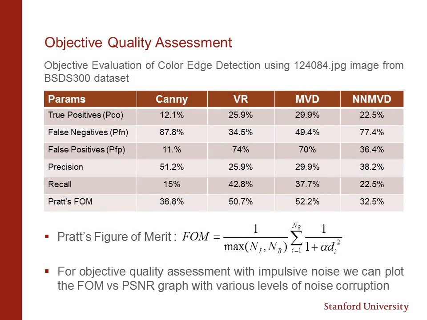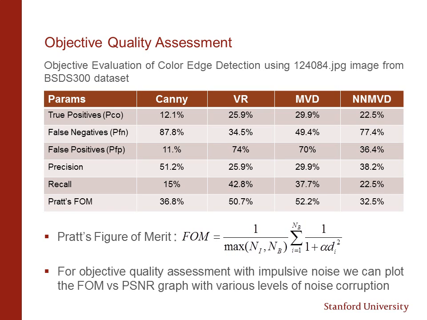In the objective quality assessment, we take certain statistical parameters by comparing the edge output with the ground truth data, and then derive the metrics by which we can compare the different edge detection outputs. So we particularly used true positives, false negatives, false positives, precision, recall, and Pratt's figure of merit as the statistical parameters to compare the edge detection output.